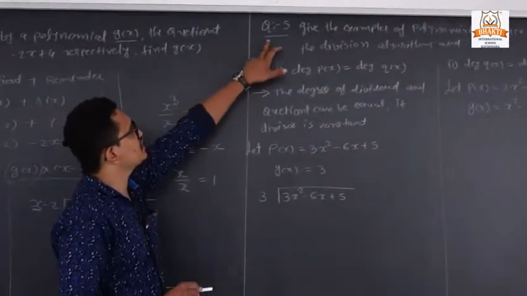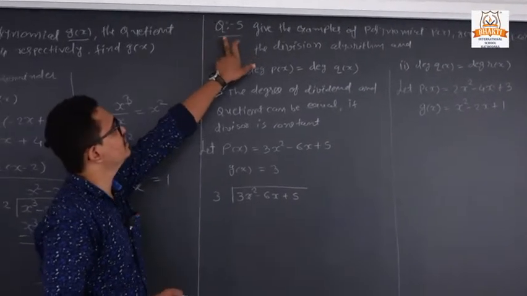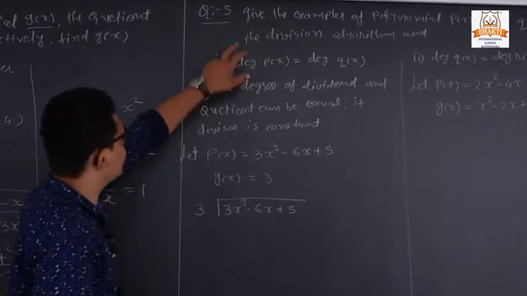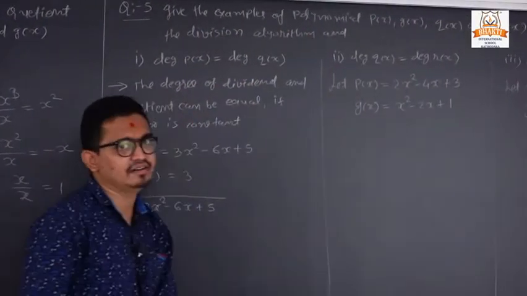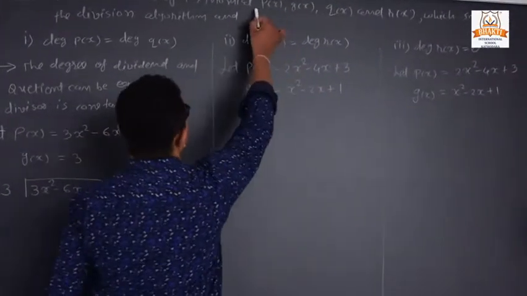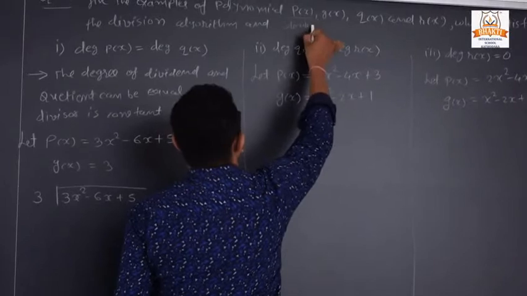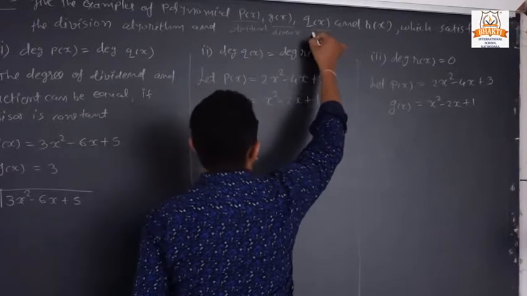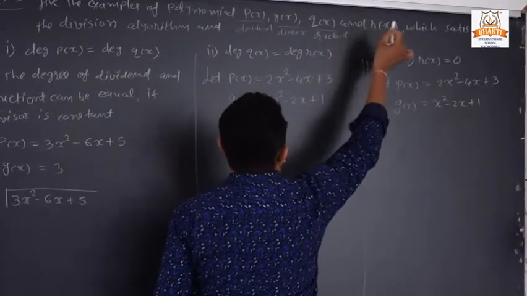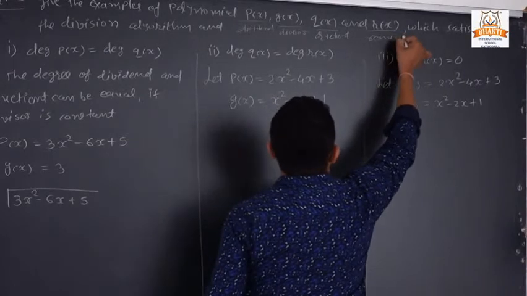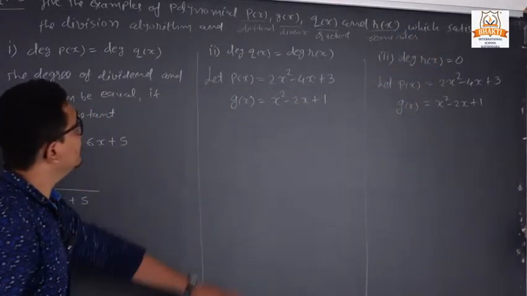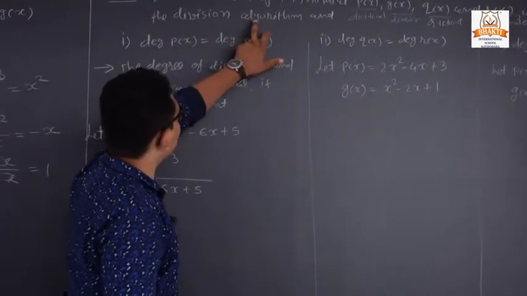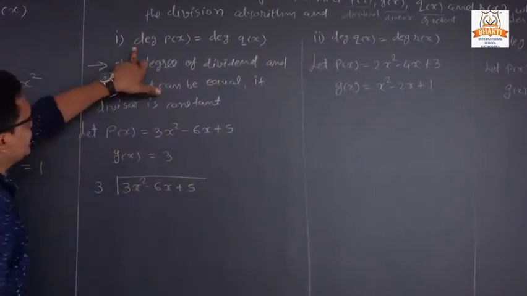Now we are going to start the last question of that chapter, question number 5. So in question number 5, what happens? See, here they are saying give an example of polynomial p of x. It is called the dividend. It is called the divisor. It is called our quotient and it is called our remainder. So here they are asking for an example which satisfies the division algorithm, and the first condition is given.